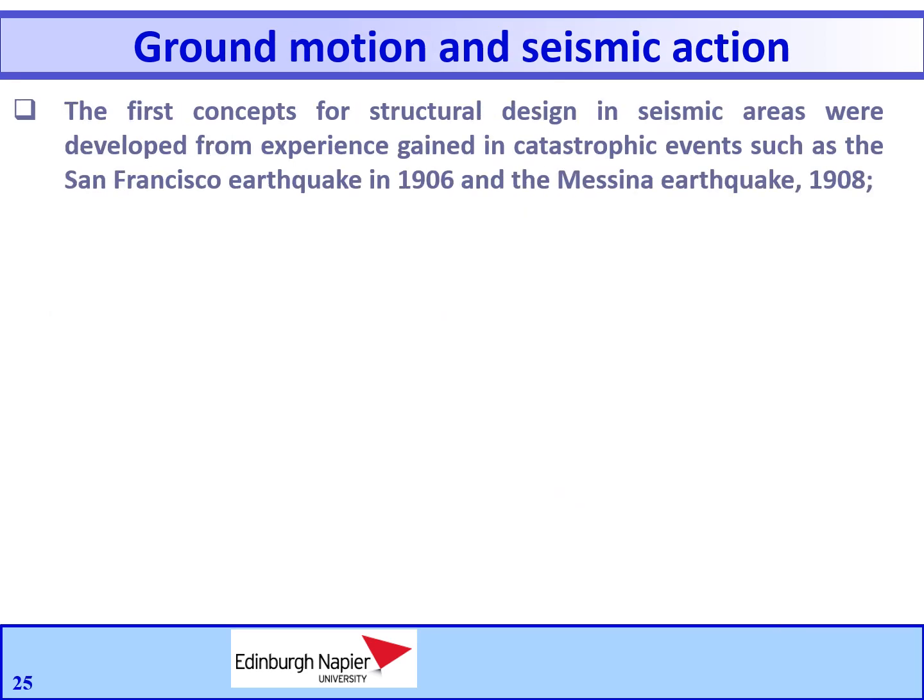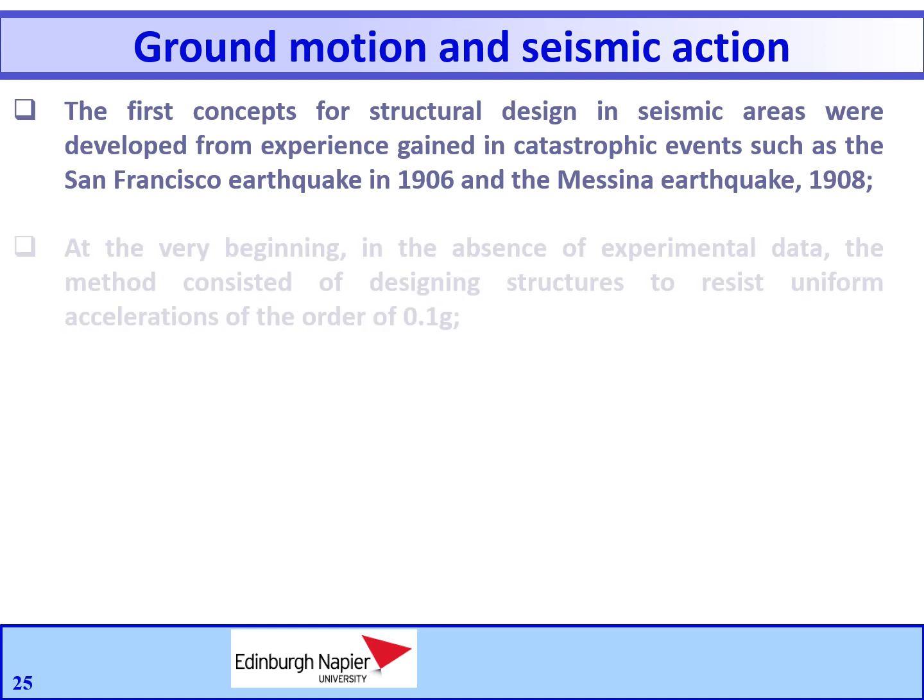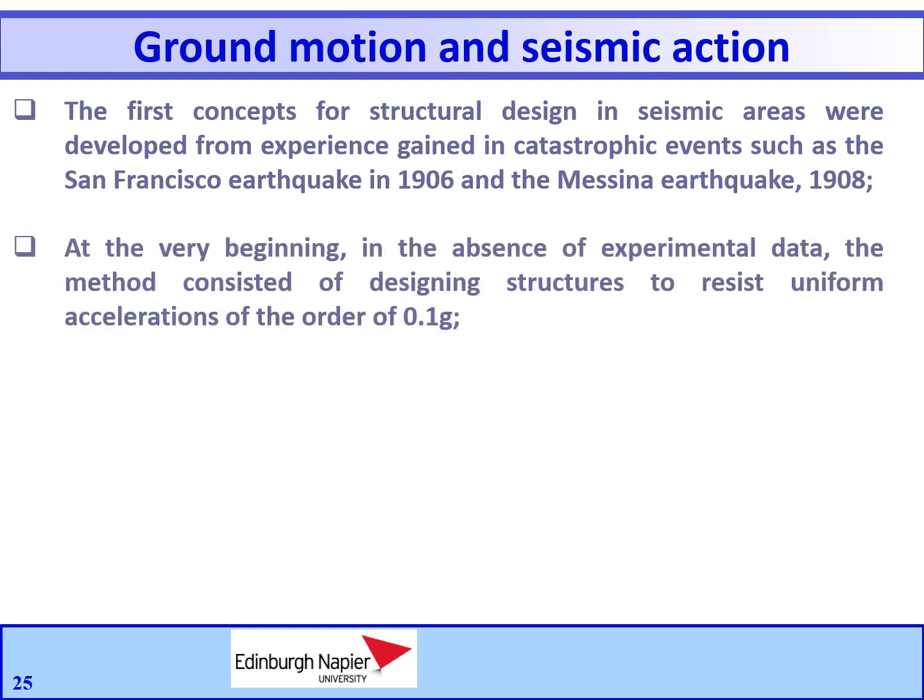To manage earthquake risk, it is essential to know the size of the risk and the amount by which the risk is reduced by taking some particular action or set of actions. The first concepts for structural design in seismic areas were developed from experience gained in catastrophic events such as the San Francisco earthquake in 1906 and the Messina earthquake in 1908. At the very beginning, there were no experimental data. The method just consisted of designing structures to resist uniform accelerations of the order of 0.1 g.